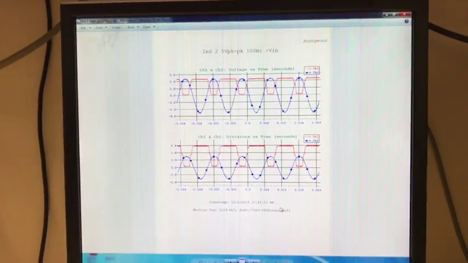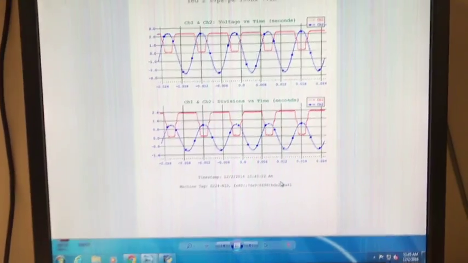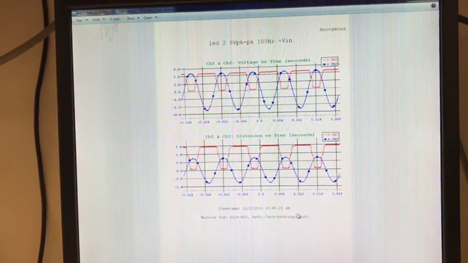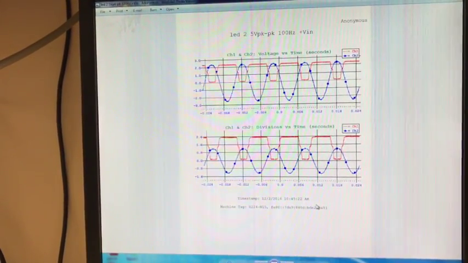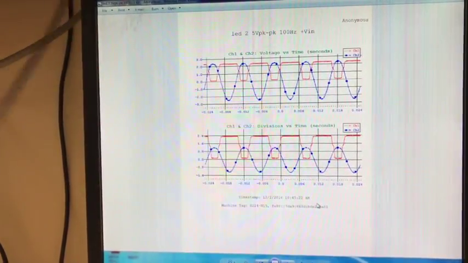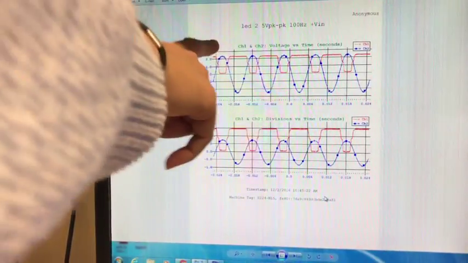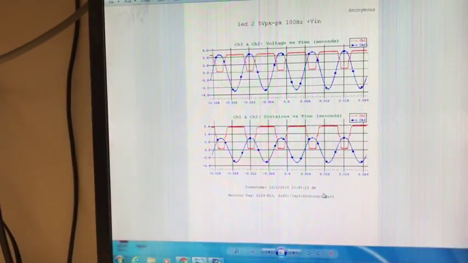This is the waveform for our LED 2, the second diode, during a 5 volt peak to peak sine wave input at 100 hertz in order for the program to work. As you can see here, the white refers to the voltage, the red refers to the voltage through the diode, and the blue refers to the input sine wave.